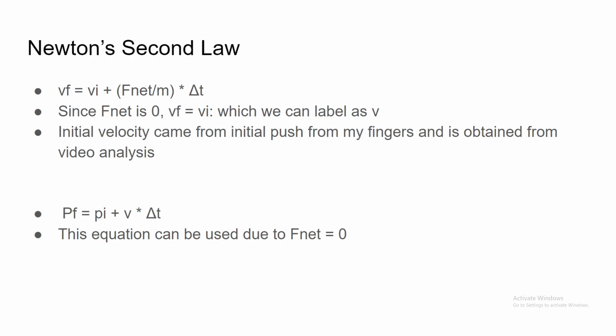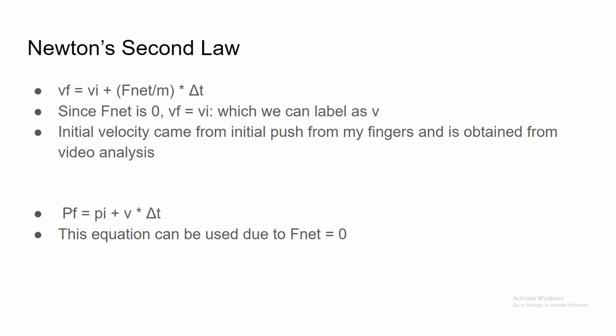Newton's second law, at its core, is that the sum of the forces, the net force, is equal to mass times acceleration, and from there you can derive all sorts of equations. The first of which we'll be using is the velocity update formula: velocity final is equal to velocity initial plus F net over m times delta t. For the purpose of this experiment, F net is 0, therefore the velocity stays the same throughout.